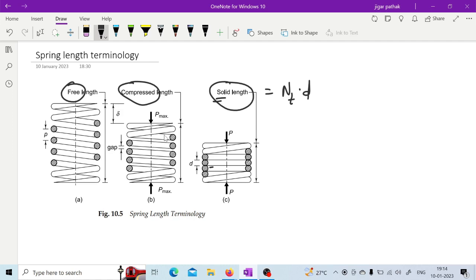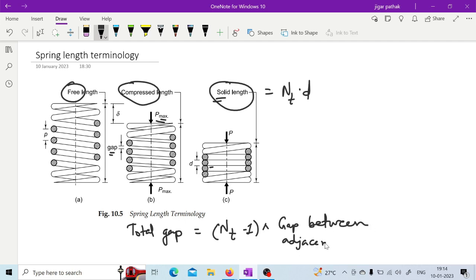Now in case of the compressed length, your spring is compressed at its fullest capacity, whatever maximum load it can bear, as it is mentioned here. So at this maximum load, whatever is the state of the spring is known as the compressed length. In case of the compressed length, you have a particular gap between two coils as shown in the figure, right? So we need to have an idea about this total gap. The total gap is actually given by nt minus 1 into the gap between adjacent coils. Right, so this is how it is defined in case of the compressed length.